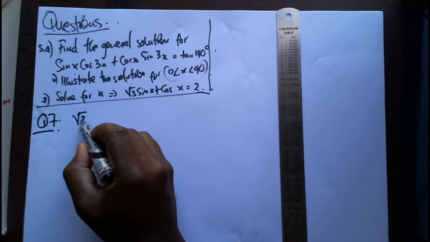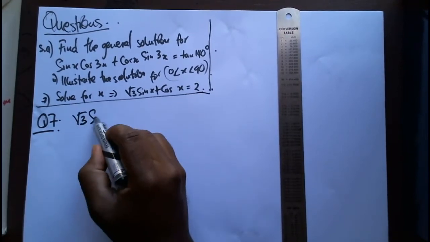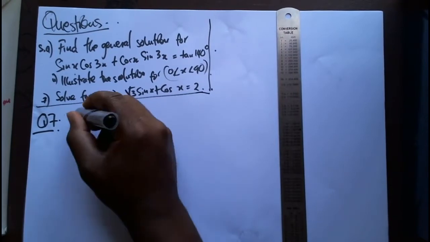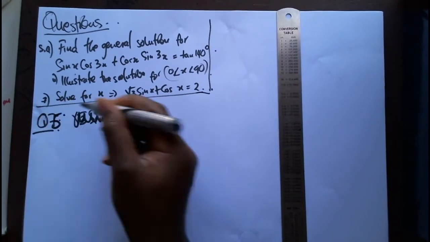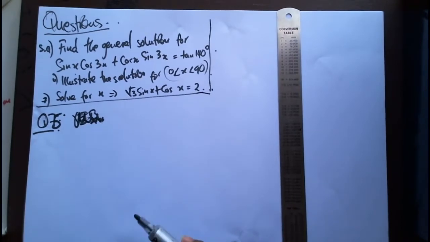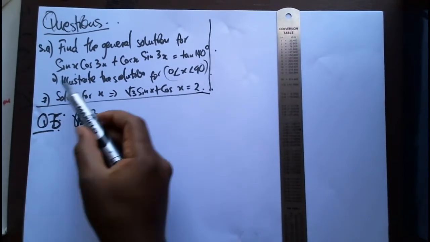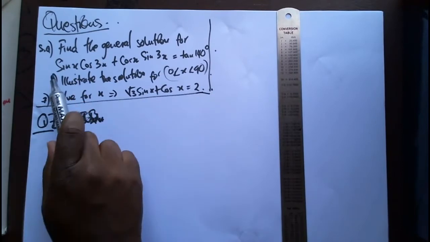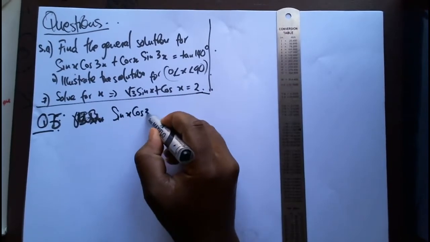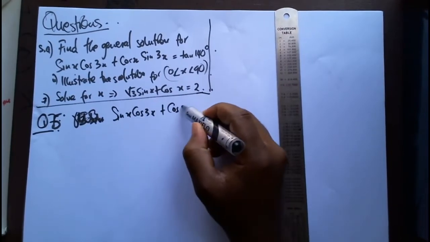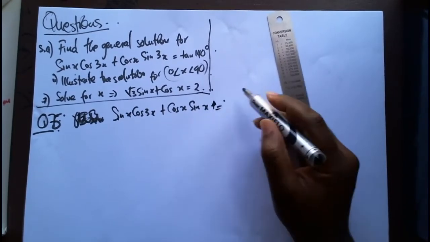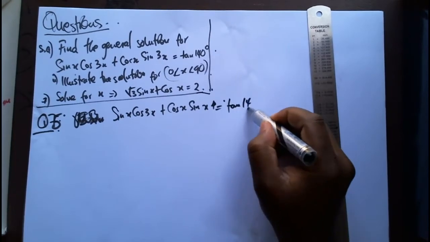Okay, let's start with number 5. So we start with number 5. Find the general solution for this. With this one, we want to find the general solution. It's written sine x cos 3x plus cos x sine 3x is equal to tan 140 degrees.